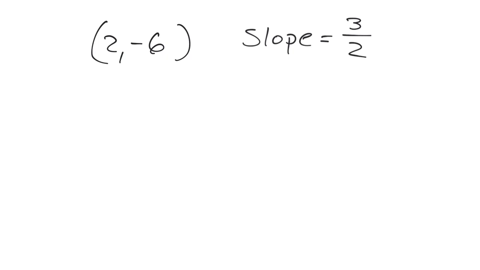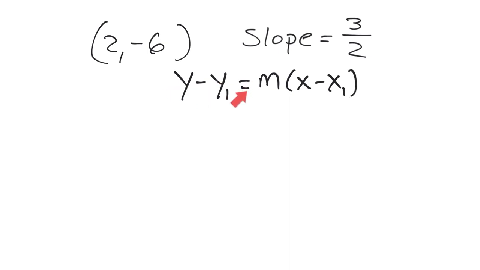All right, now I have a point and a slope. So we're going to go back into our point-slope form. I'm going to write this up here. y minus y1 equals m times x minus x1. Also, how I say it is y minus your y value equals your slope times x minus your x value. So let's go ahead and fill this in.